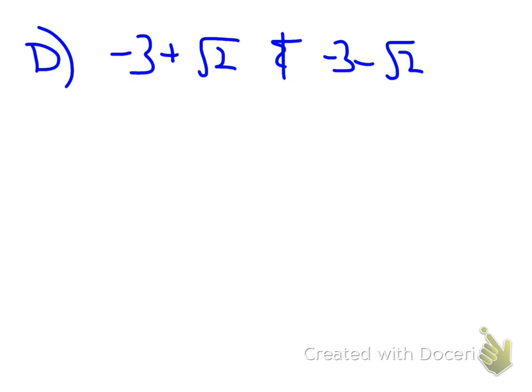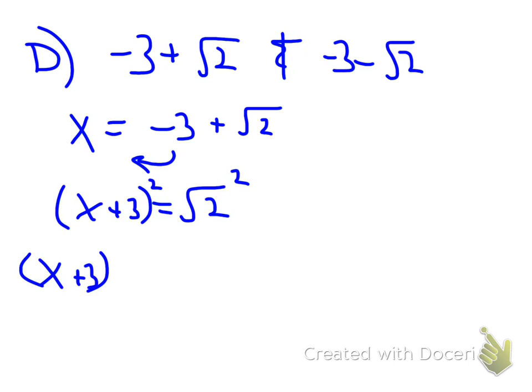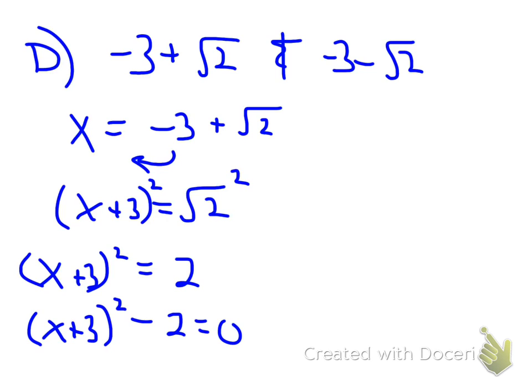All right, so this one does not have an imaginary number, but it still can be done the same way. So I'm going to have x equals negative 3 plus the square root of 2. So moving the negative 3 over, I have x plus 3 equals the square root of 2. Square both sides. x plus 3 squared equals now positive 2. And moving that over, I have x plus 3 squared minus 2 equals 0. Again, that 0 is the same thing as my y value.